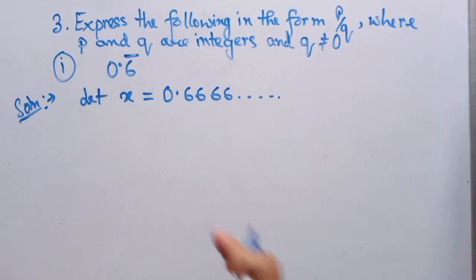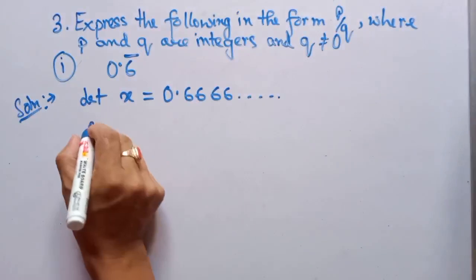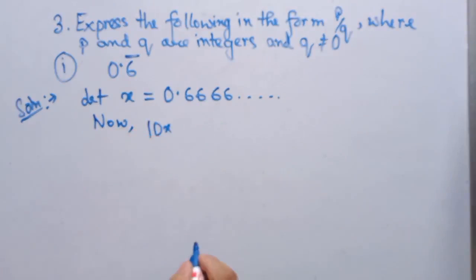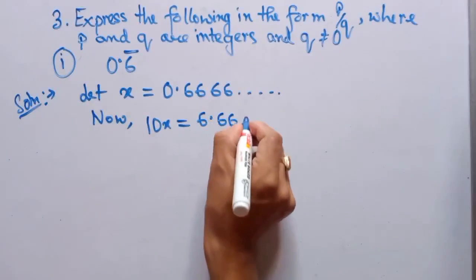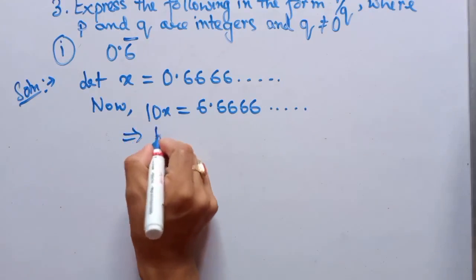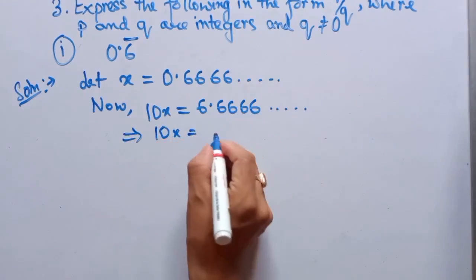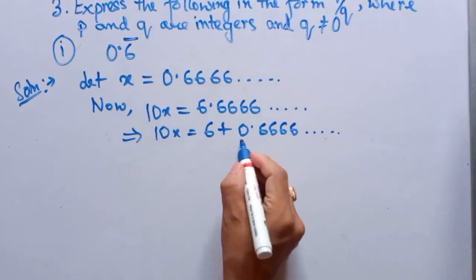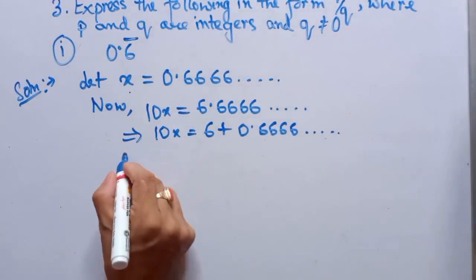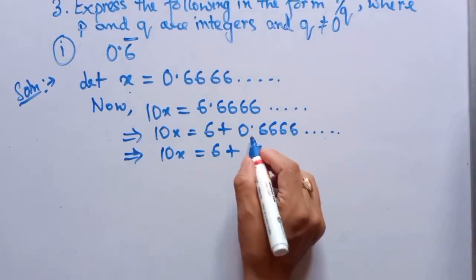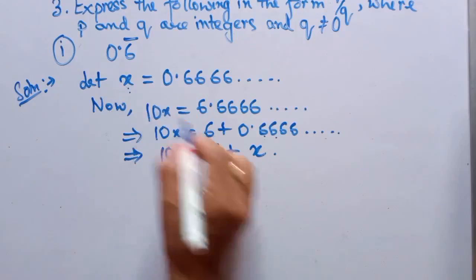So for this type of equation, here we are going to multiply both sides of this equation by 10. So now after multiplying both sides of this equation by 10, we will get 10x on the left hand side and 6.6666 on the right hand side. Next implies 10x equal to 6.666 can be written as 6 plus 0.6666 dot dot dot, such that this number becomes our x. Therefore, this implies 10x equal to 6 plus x, because 0.6666 is equal to x.